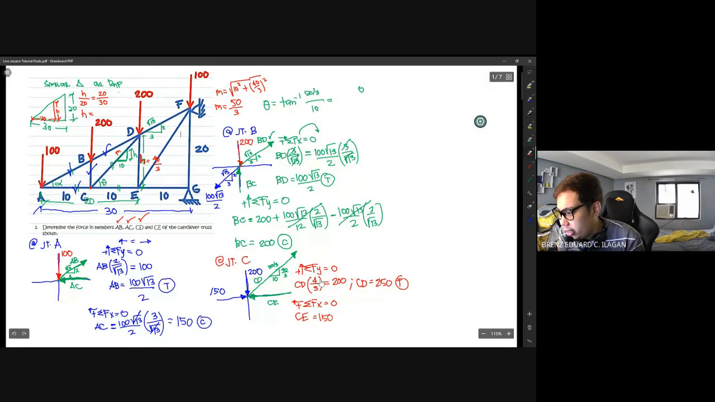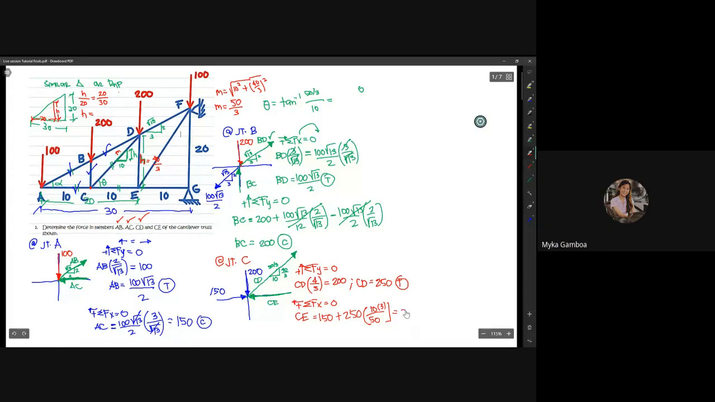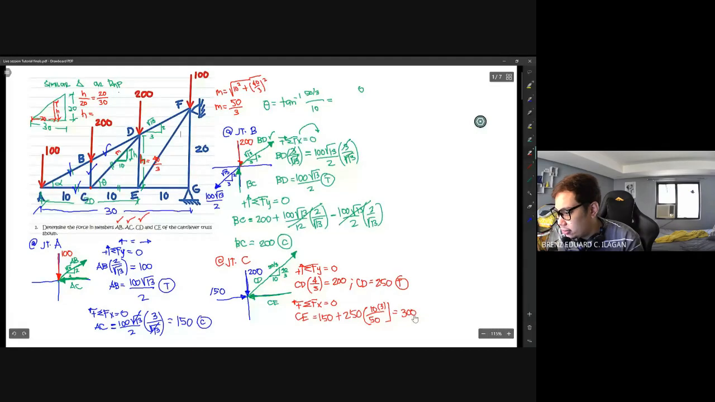150. And then plus, yung CD natin, which is 250, multiply by its x component para makuha yung x. So, 10 over 50 over 3. So, itaas ko na lang yung 3 para maging ganyan. Okay, so what is the answer here? 300, sir. 300. Sakto. Opo. So, that is in compression.